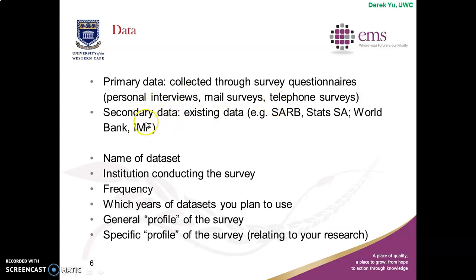Okay, but at honors level, you usually use secondary data or existing data, which is collected by someone else, such as the Reserve Bank, SARB, South African Reserve Bank time series macro data, the Stats SA cross-sectional data, even the global data, country level, World Bank, IMF. So these are the commonly used secondary data at honors level, even master's level.